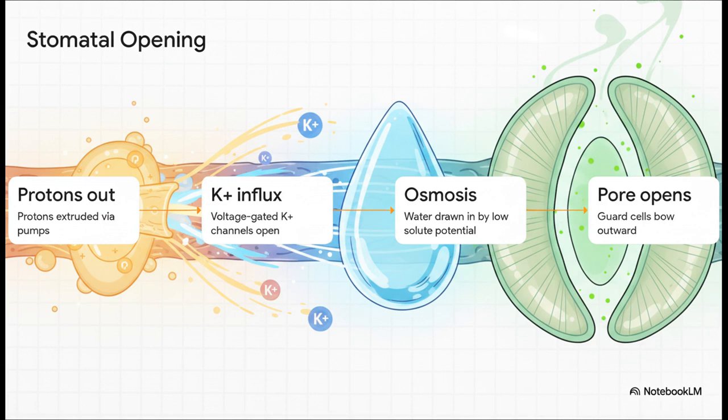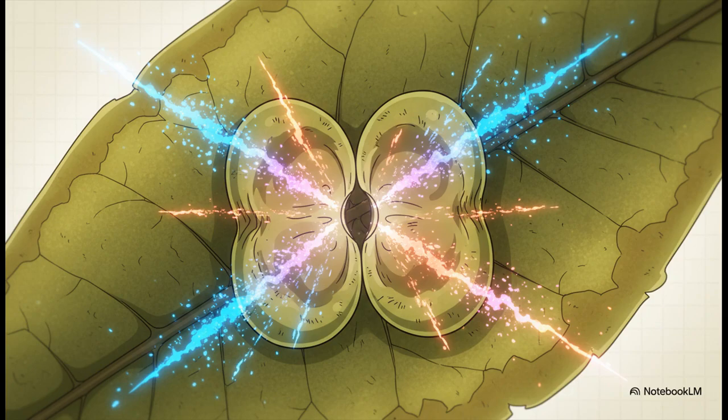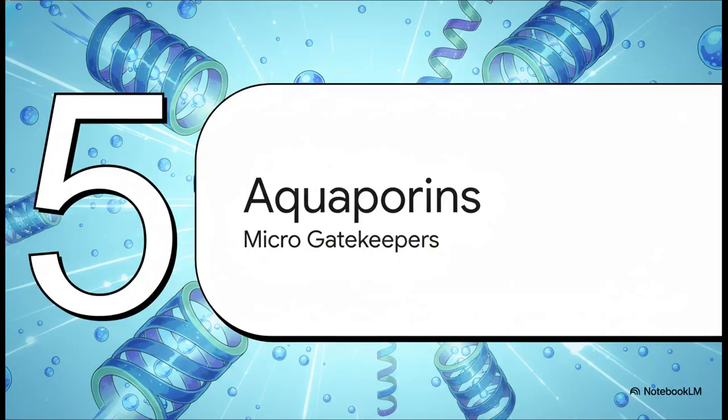open the pore. Conversely, when water is scarce, the plant deploys the hormone ABA, or abscisic acid. You can think of ABA as an emergency handbrake. It triggers the rapid exit of those potassium ions and anions, leading to an immediate loss of turgor pressure. The guard cells completely deflate, the stomata close shut, and the transpiration rate is drastically reduced to save the plant from drying out.